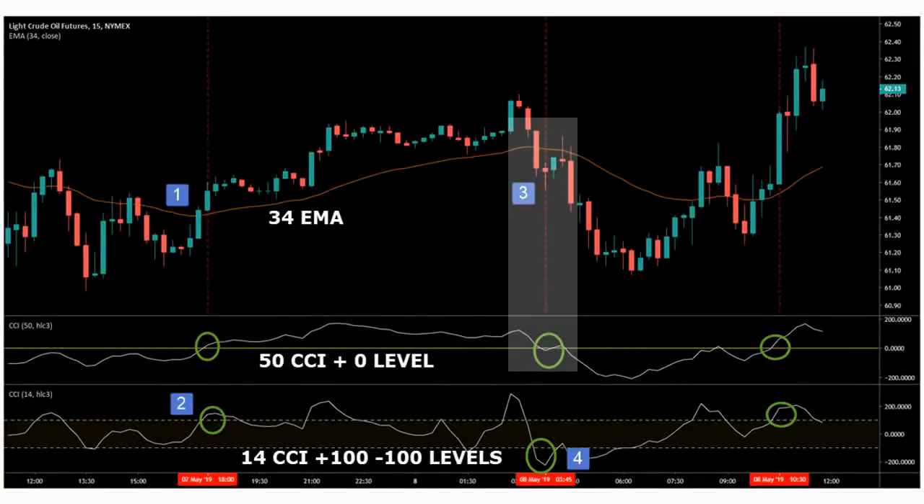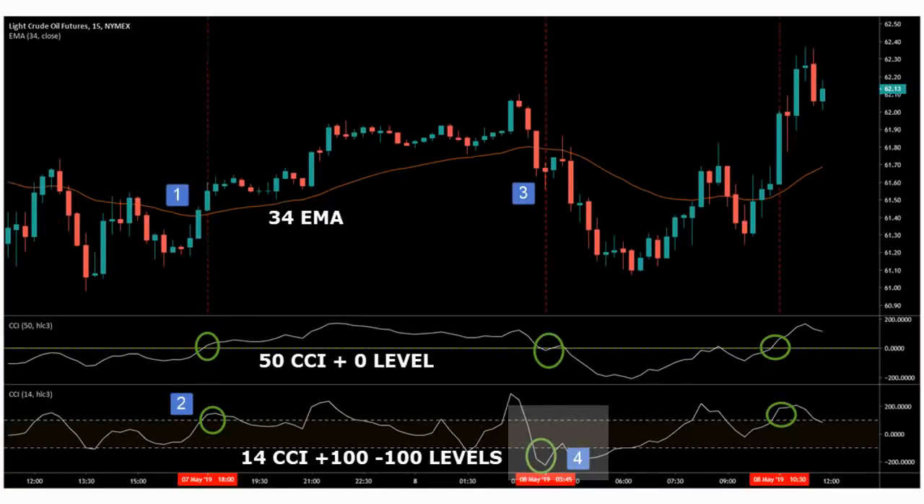For short trades, price has to cross and close below the 34 EMA, and the 50 CCI must have crossed below zero. And for number 4, the CCI 14 must already be on the downside of the zero line.